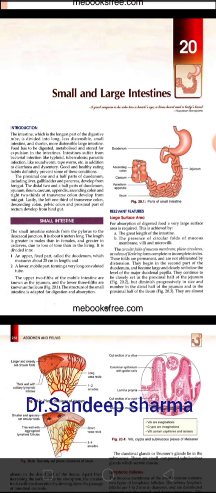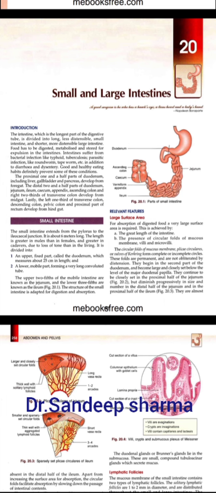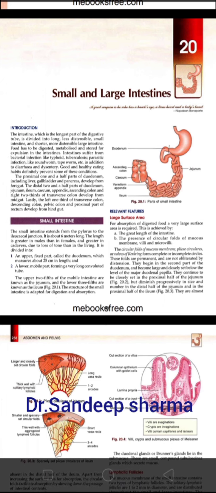Dear students, today we will discuss the small intestine and large intestine. As we know, we have discussed the esophagus and stomach in the last classes. So now we will discuss the intestine. What is the intestine? The intestine is the longest part of the digestive tract.